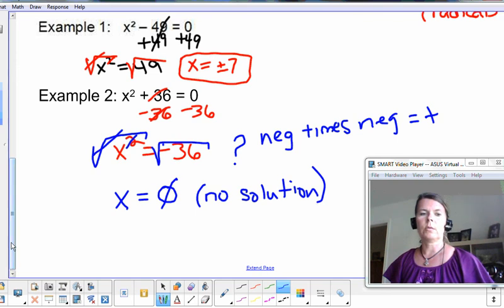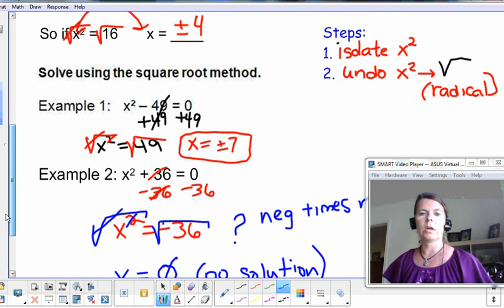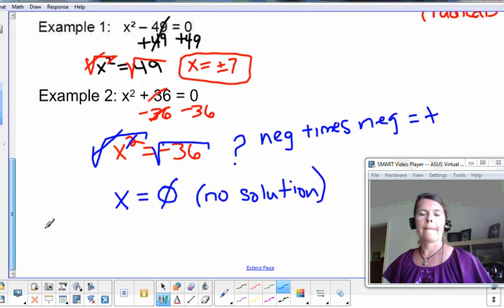Okay, so the kind we're working on right now, there are much more complicated kinds of square roots, but these are the ones we're working on in your practice right now.